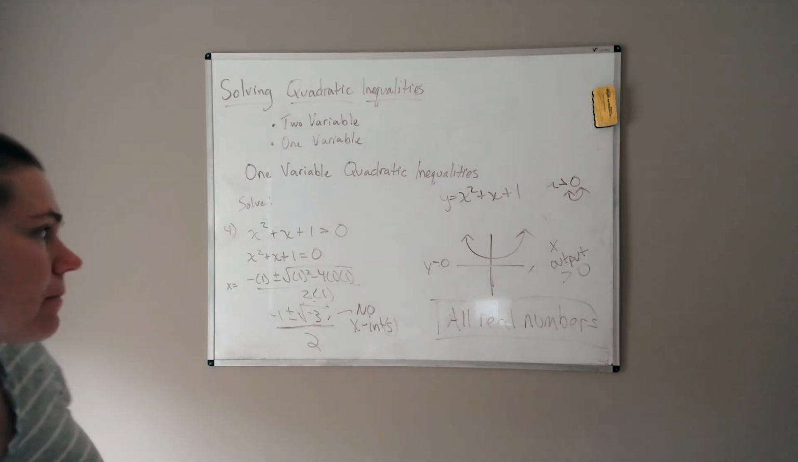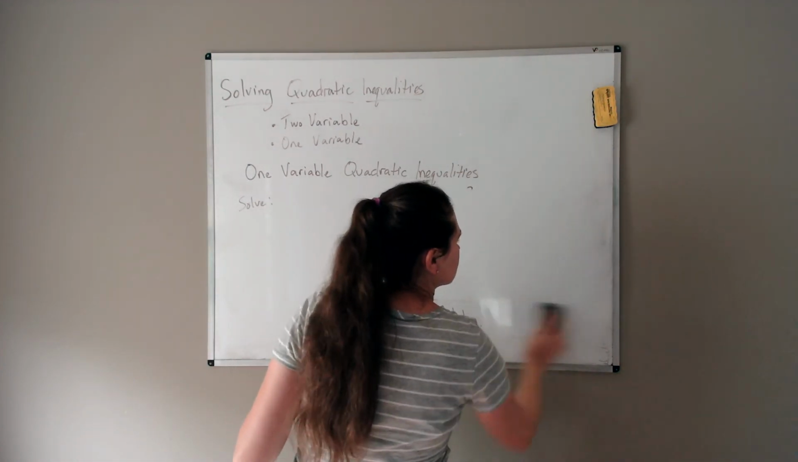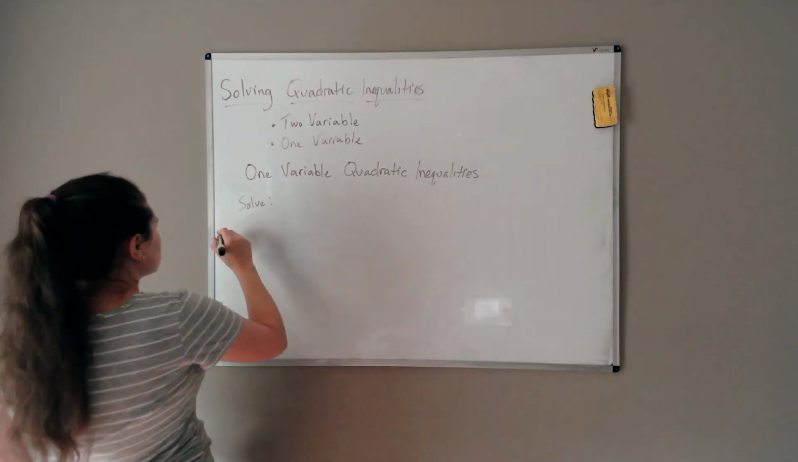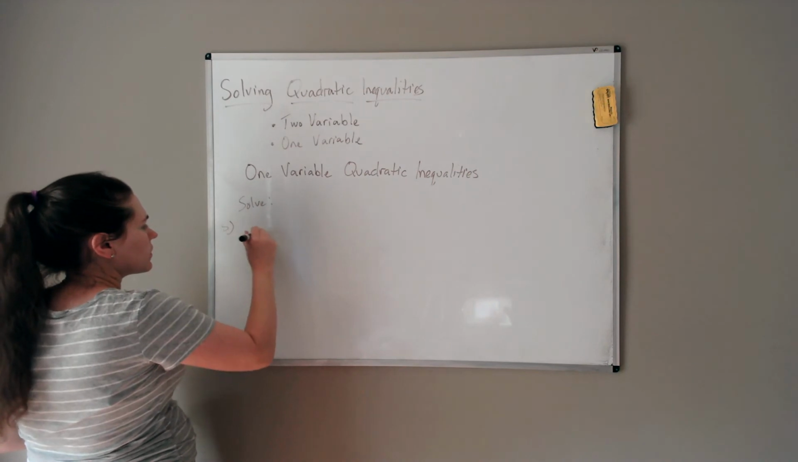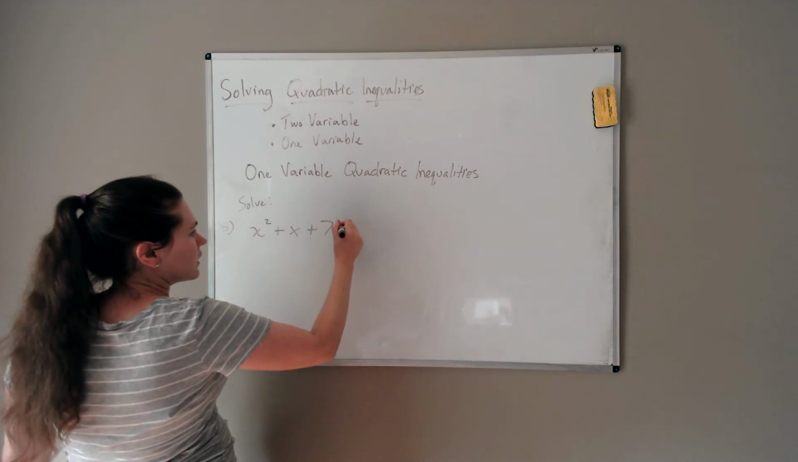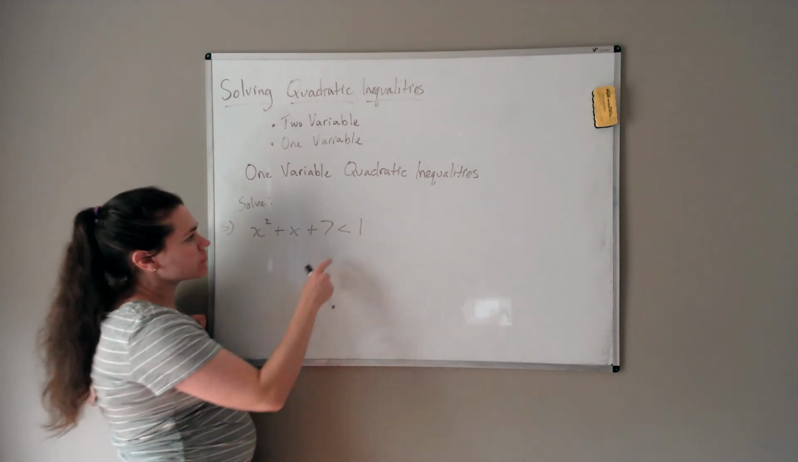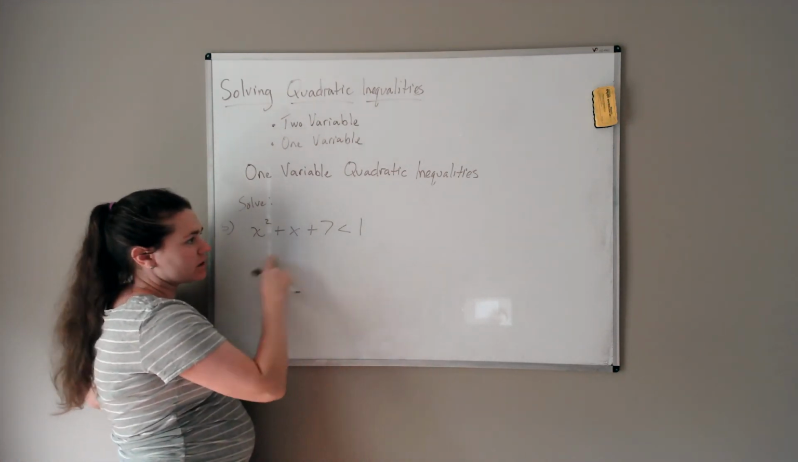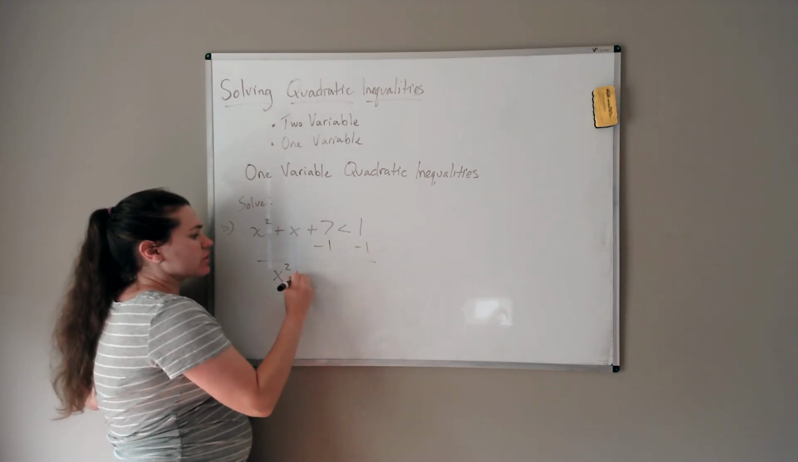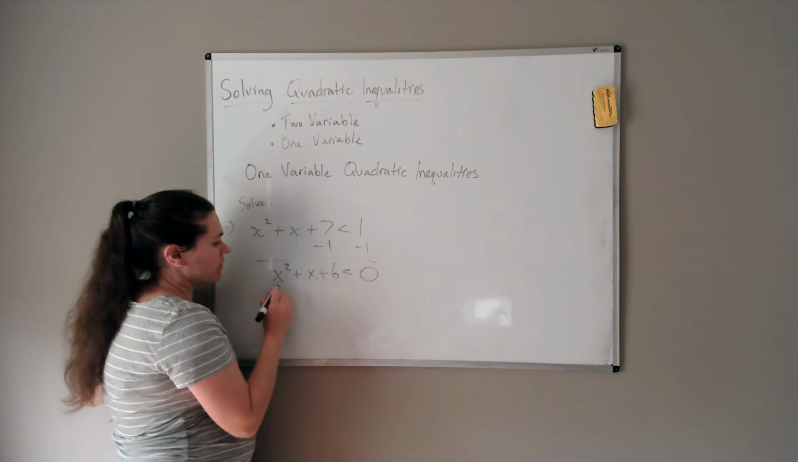Okay, so let's do another one. Okay, so that was 4. Number 5, let's do x squared plus x plus 7 is less than 1. Okay, so first off, you don't want to have anything but 0 on one side of the statement, so I will take away 1 from both sides. So we want to know, when is x squared plus x plus 6 going to be less than 0? Okay, so this is the function we're going to be working with.